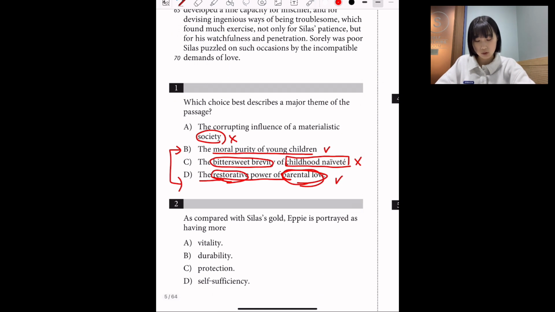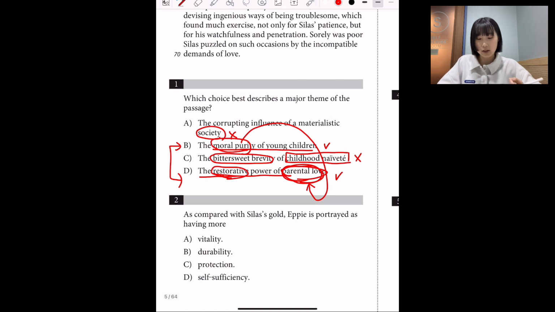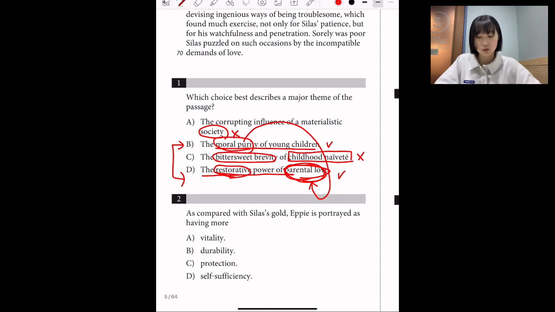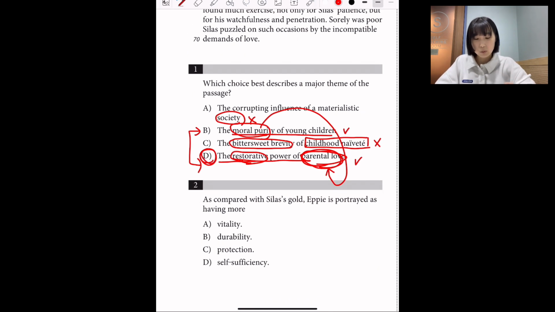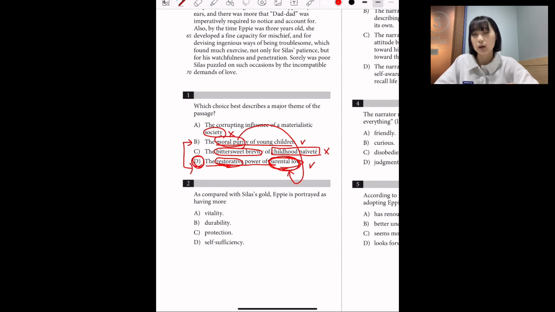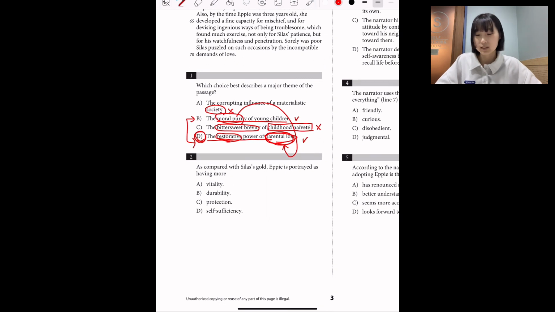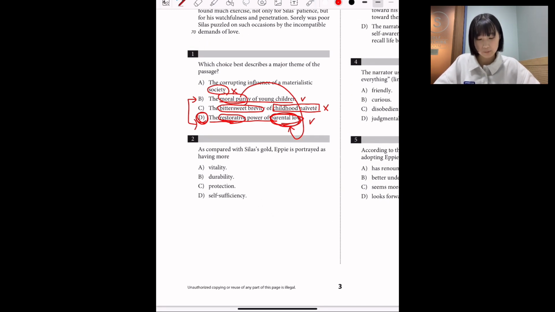And D is sort of the parental love. It's kind of an implication that the moral purity itself is embedded into that word of parental love. So B is kind of like the causation, and D is the effect, I guess. So D has a deeper meaning that dissects into the passage more thoroughly, so we're going to go with D here. B would be a good choice, but I'm not sure that B would be the best choice when D is already there as a better choice in the same question. So I hope that makes sense. So for number 1, I'm going to put D.